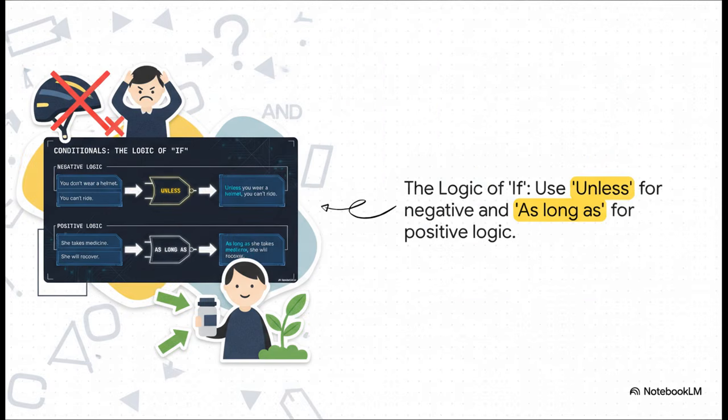Next, let's look at conditionals. And don't worry, this is just pure logic. Use unless to connect a negative condition to a negative result. Unless you wear a helmet, you can't ride. On the flip side, you use as long as for a positive condition that leads to a positive result. As long as she takes medicine, she will recover. It's all about matching the logic to the right linker.